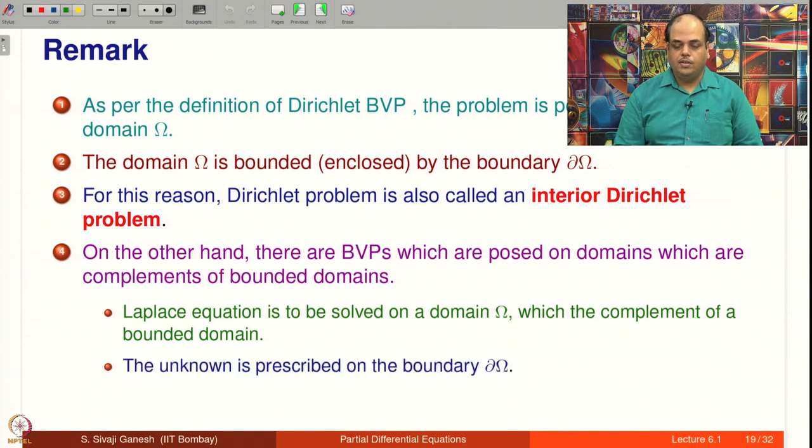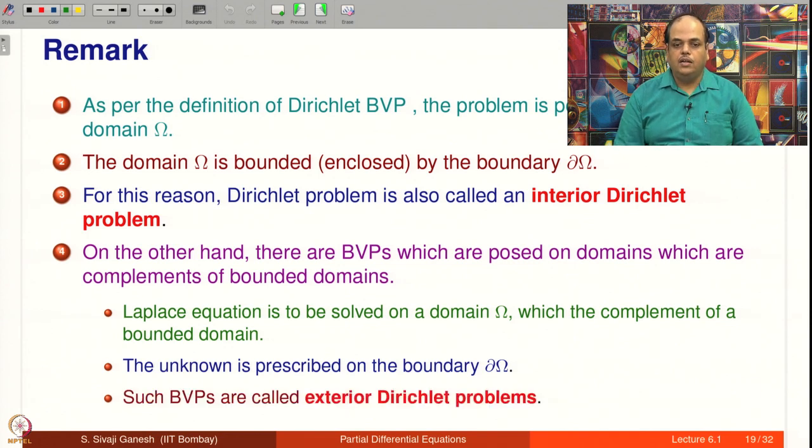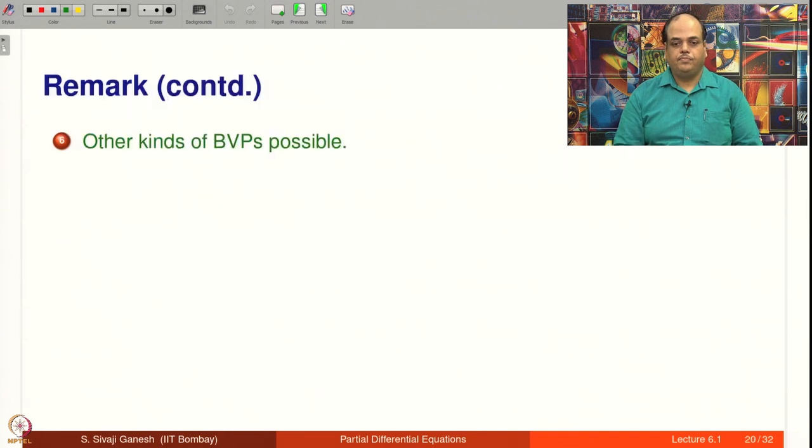Unknown function is prescribed on the boundary of omega. Such boundary value problems are called exterior Dirichlet problems. Similarly, exterior Neumann problems, exterior Robin problems. Other kinds of boundary value problems are also possible.